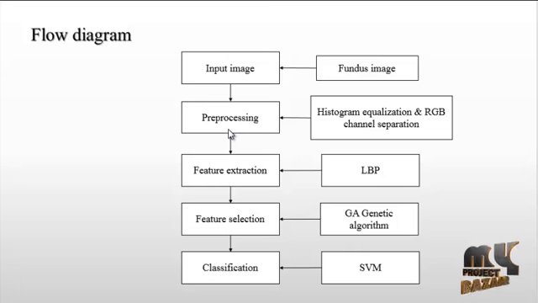The local binary pattern optimizes the local values of the fundus image by selecting feature values to estimate whether the fundus image has a disease or not, or any other classification. So feature extraction is done by using the LBP.